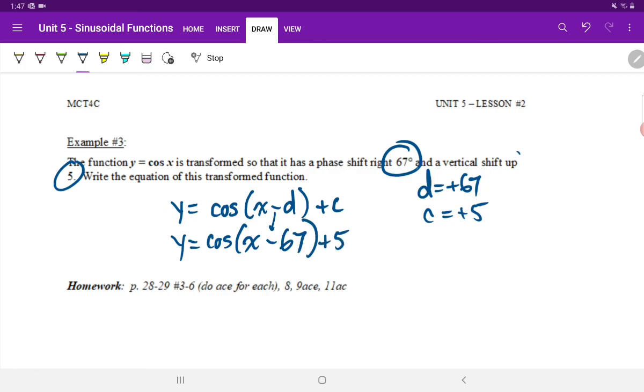But be careful here for the double negative. Like if this was to the left 67, then you would be plugging in a negative 67, which would then give you a double negative situation where you have to add 67. Okay, and that concludes the transformations using D and C for our sine and cosine functions.